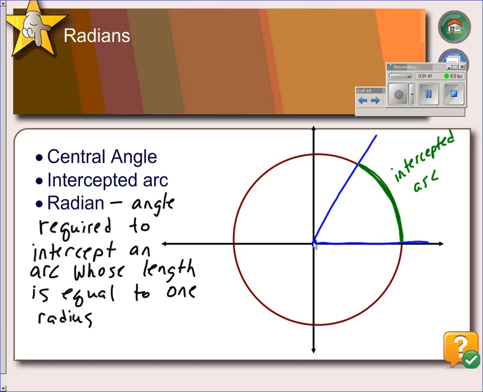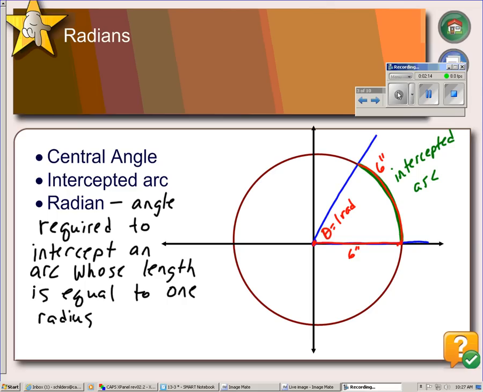So in this picture, if the radius of this circle is 6 inches, 1 radian as a central angle, theta equal to 1 radian, would be the angle required so that this intercepted arc was also 6 inches. So if the radius is equal to the arc length, then the angle must be 1 radian.